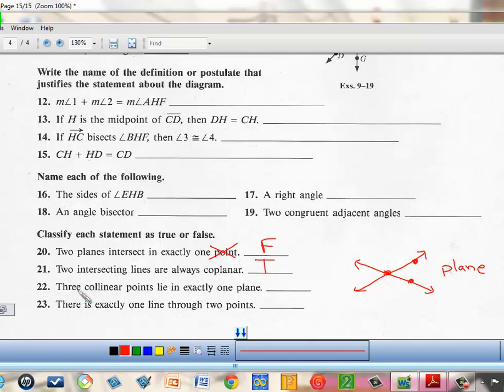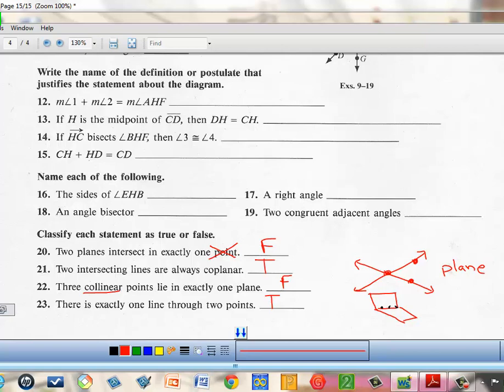All right, number 22, 3 collinear points lie in exactly 1 plane, and that statement is false, because if they're in a line, they can fall in many different planes. And remember the example we used, the front wall of our classroom and the floor of our classroom. If I had points along that line, 3 points, right there it's showing me they can lie in more than 1 plane. All right, and 23, there is exactly 1 line through 2 points, and that is true. There's not a possible way to draw more than 1 line through 2 points.